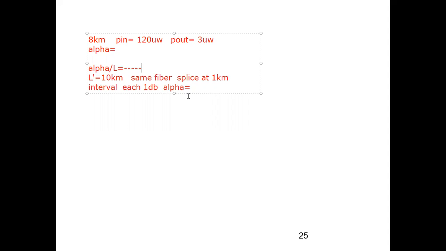I hope you have understood the question. Start solving. First, alpha is 10 log 10 P in upon P out, so you get the value of alpha. The next step is to divide that alpha by L, so you get alpha by L. Draw just a simple scenario.